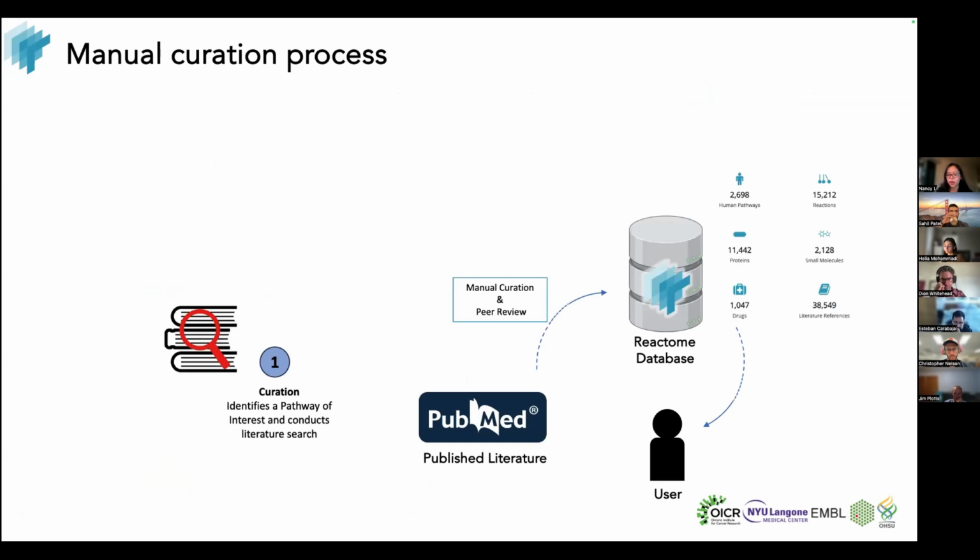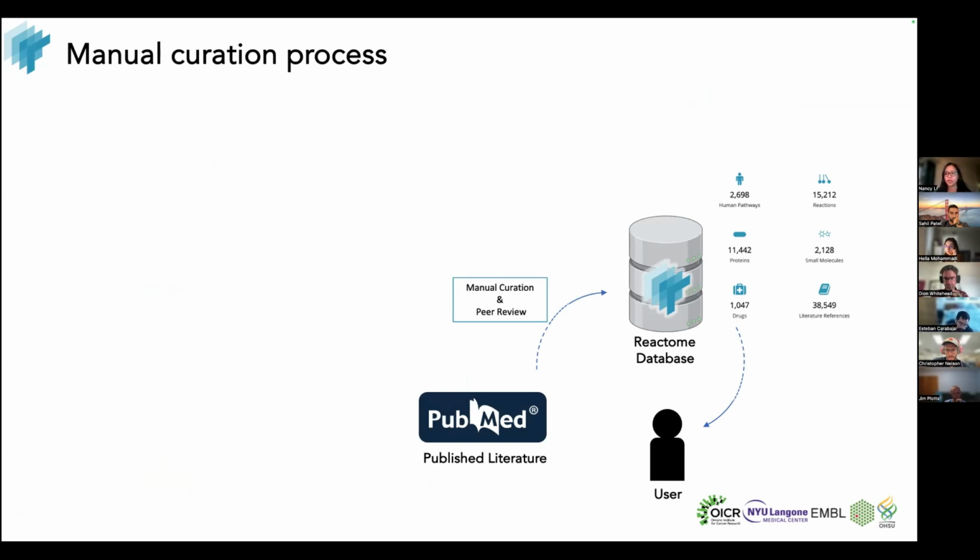So in general, the way that things enter our database is through a manual curation process. So you can see that over this 22 years, we've accumulated many different human pathways, and that breaks down into over 15,000 reactions. And to support those claims, we have to go through over 38,000 literature references. So you can imagine that that's quite a difficult manual process.